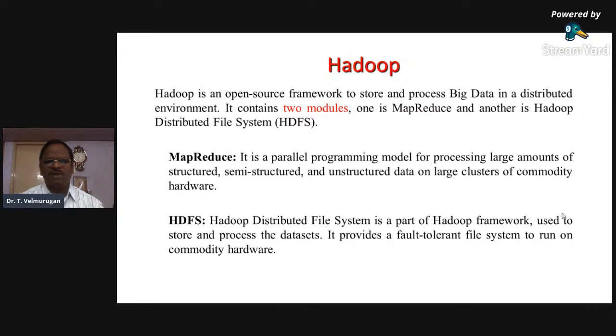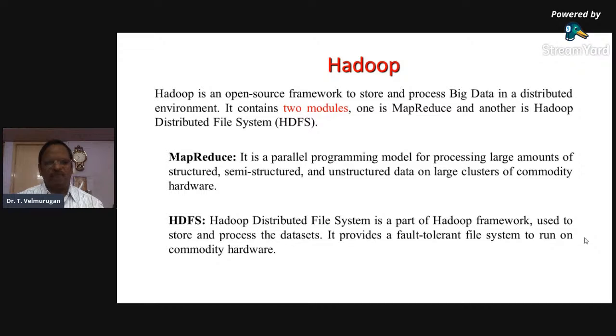What is the use of Hadoop? In order to process big data, in order to properly utilize large volumes of data, Hadoop is exactly utilized, in which there are two modules, two components, two main areas. One is MapReduce and another one is HDFS. What is the use of this MapReduce and HDFS? MapReduce is a parallel programming model for processing large amounts of structured, semi-structured, and unstructured data on large clusters of commodity hardware.